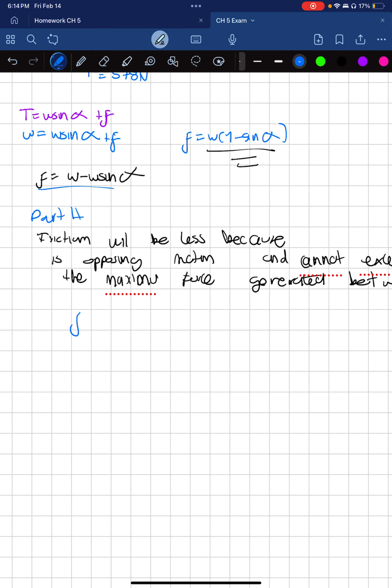Okay, so friction will always be less than the weight. And that's it.